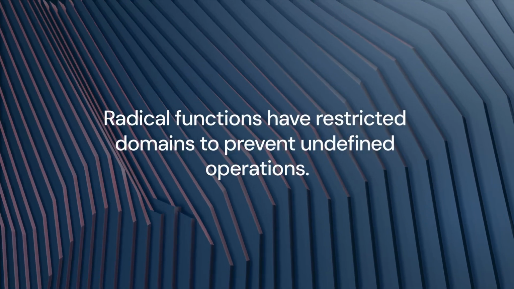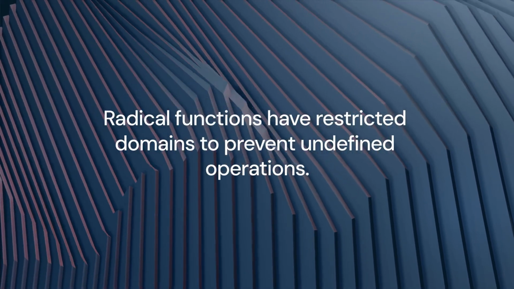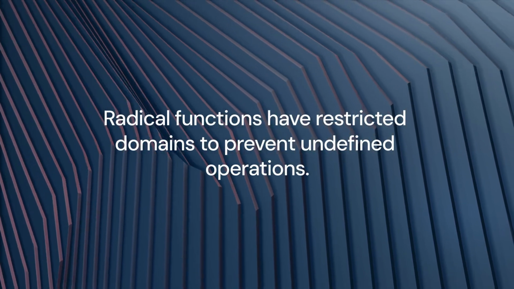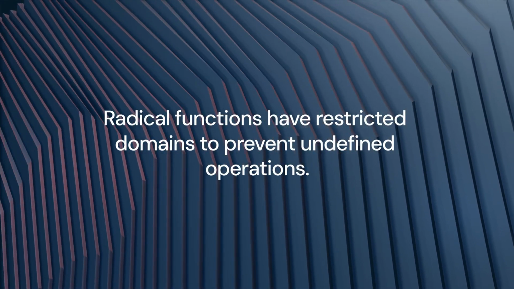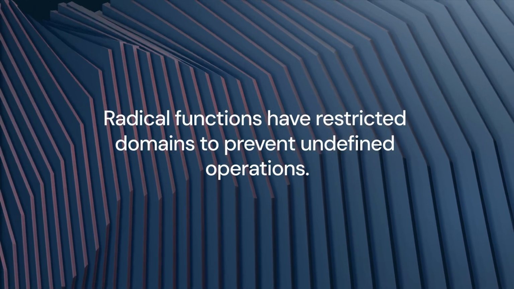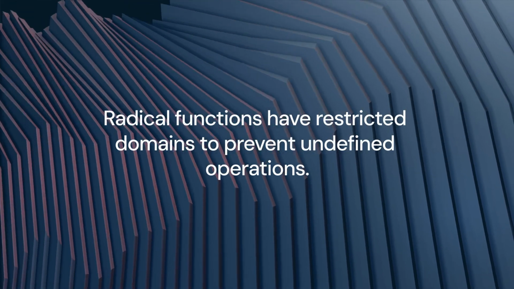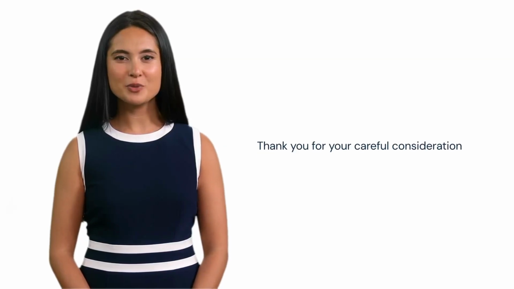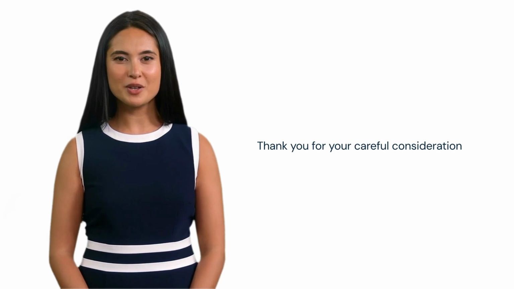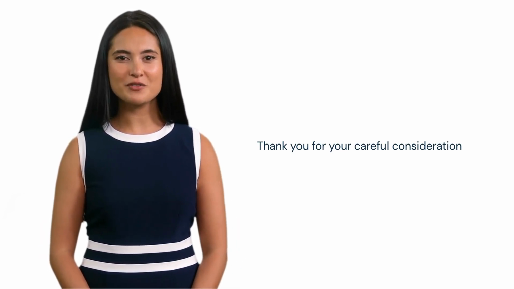Radical functions, with variables under a root, are intriguing. Their domains are restricted to prevent undefined operations, such as taking the square root of a negative number. To identify the range of a radical function, you experiment with various domain values. This careful consideration ensures the function is well defined across its intended range.